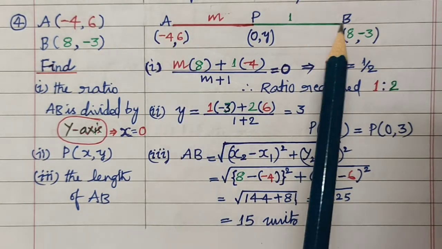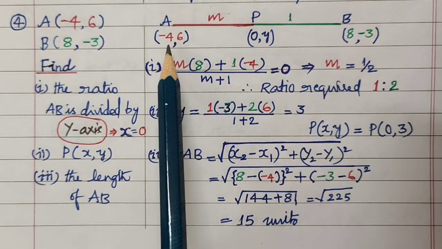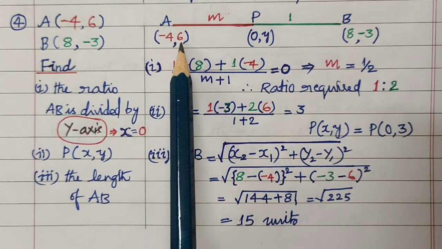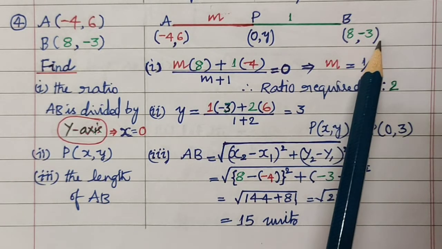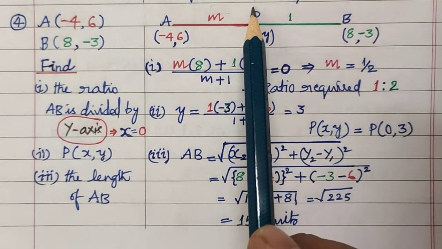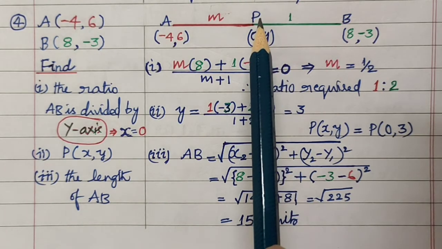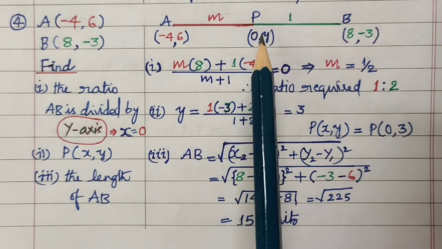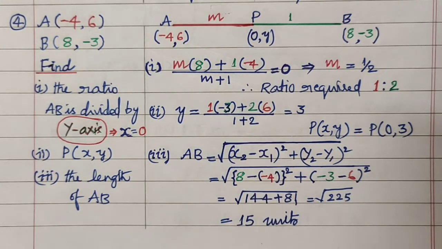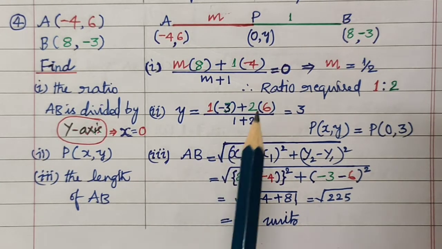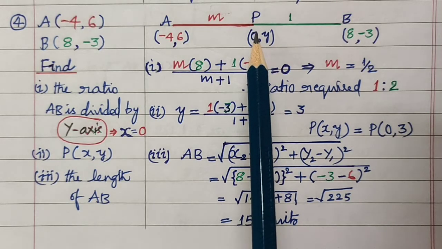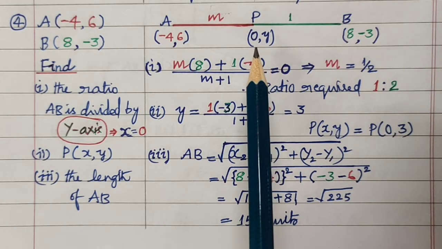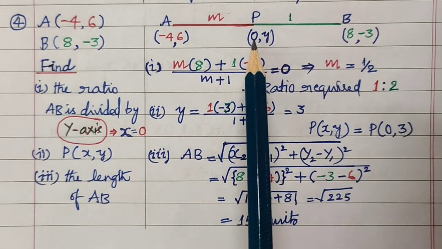This is the line AB given by the coordinates of A as minus 4 and 6, B as 8 and minus 3. The y-axis is going to divide this line at P. If the y-axis is dividing, this means the value of x is 0.